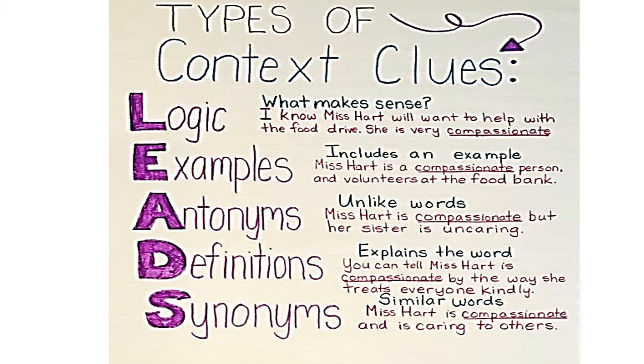And then last but not least, synonyms. Here we're looking for similar words within the same sentence. Miss Hart is compassionate and is caring to others. So there you go. That word compassionate definitely means caring. Alright, so this is a way you can figure out the meaning of words through clues within the context. Okay, now let's go ahead.